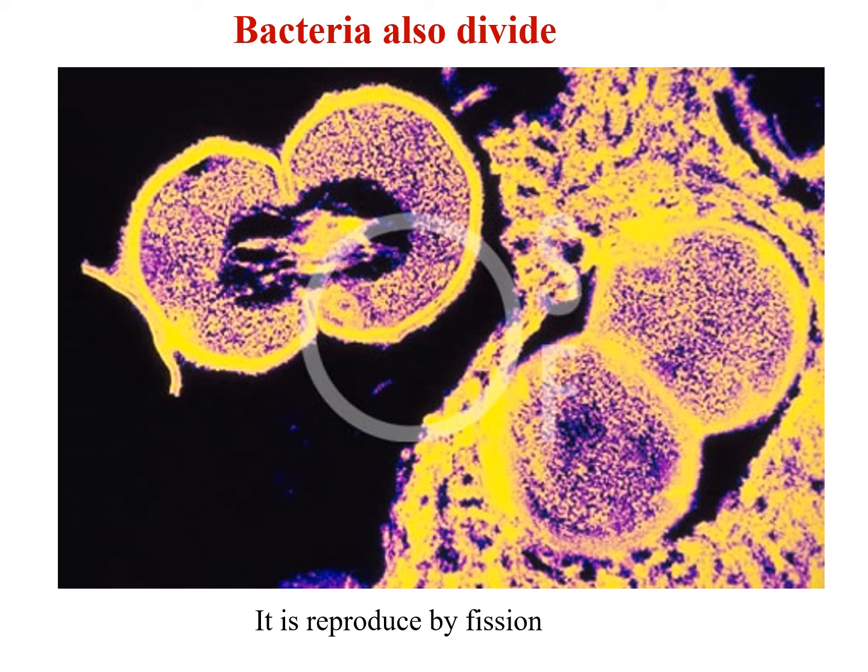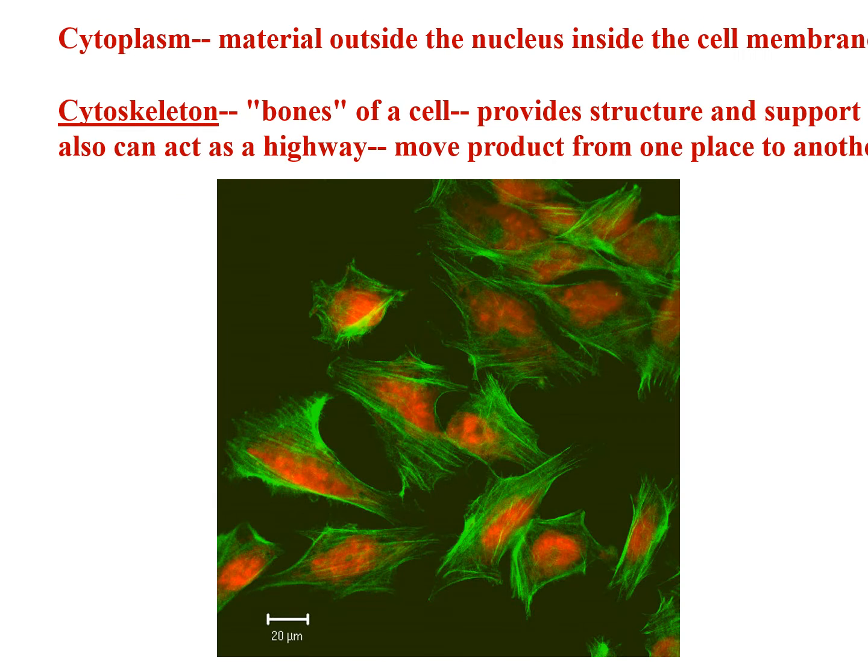And bacteria also divide here. This is a fission process. You can see the bacteria divide itself into both parts, and this undergoes fission. And this is the cytoplasm, the cytoskeleton and material outside the nucleus, inside the cell membrane. You can see from the pictures.